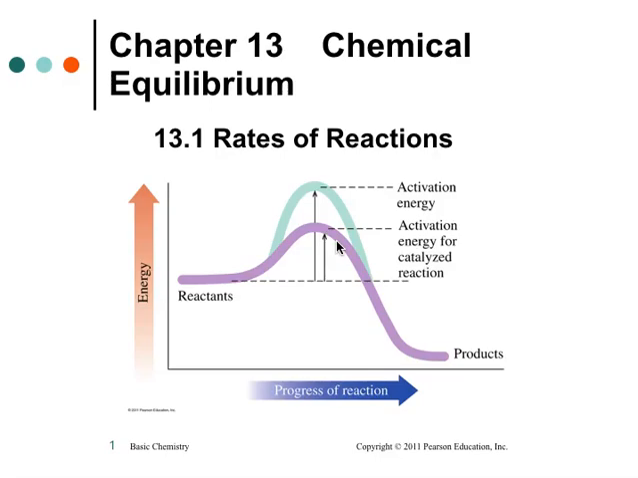Welcome back, everyone. We're now in chapter 13 on chemical equilibrium. Equilibrium is about what you are actually going to make. Are you going to make a lot of products? Are you not going to make a lot of products? Are some of your reactants going to work together, or are all your reactants going to work together to make something?